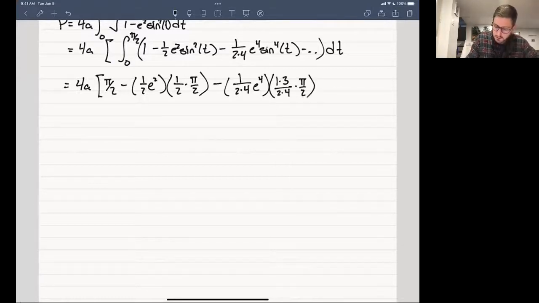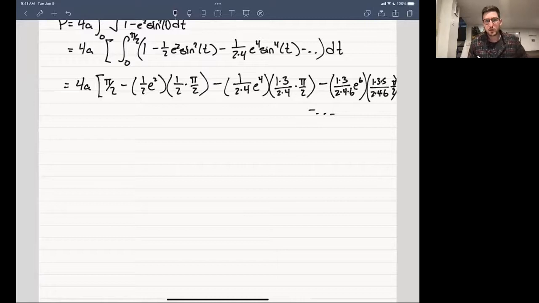And then, just so I can show you the pattern, in this case you'll get 1 times 3 divided by 2 times 4 times 6 e to the 6. This is coming from the binomial expansion, so that's just the constant out front. And then you have 1 times 3 times 5 divided by 2 times 4 times 6 times pi over 2. And then so on, which is really ugly, right?